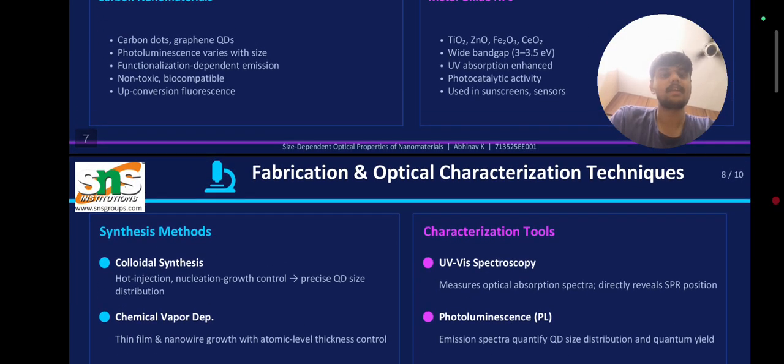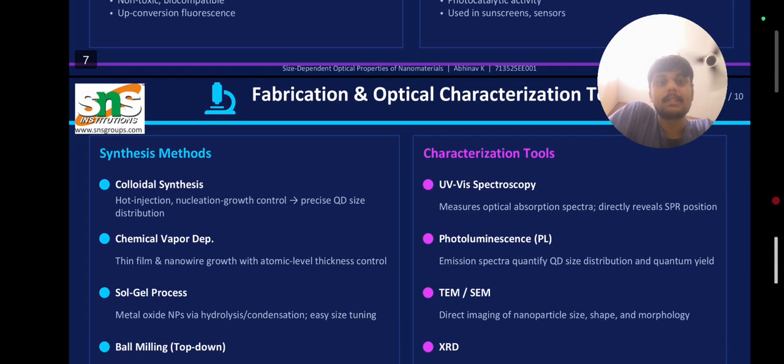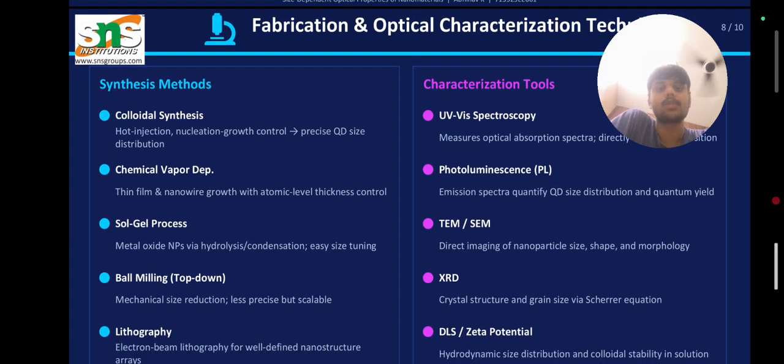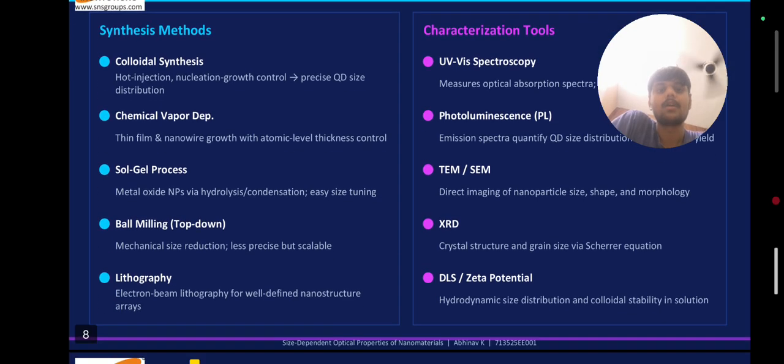Next, fabrication and optical characterization techniques. Synthesis methods. Colloidal synthesis, hot injection, nucleation and growth control, produces narrow size distribution. Chemical vapor deposition: thin films and nanowires grown with atomic level thickness control. Sol gel process: metal oxides by hydrolysis and condensation, easy size tuning. Ball milling, top down: mechanical size reduction, less precise but scalable.